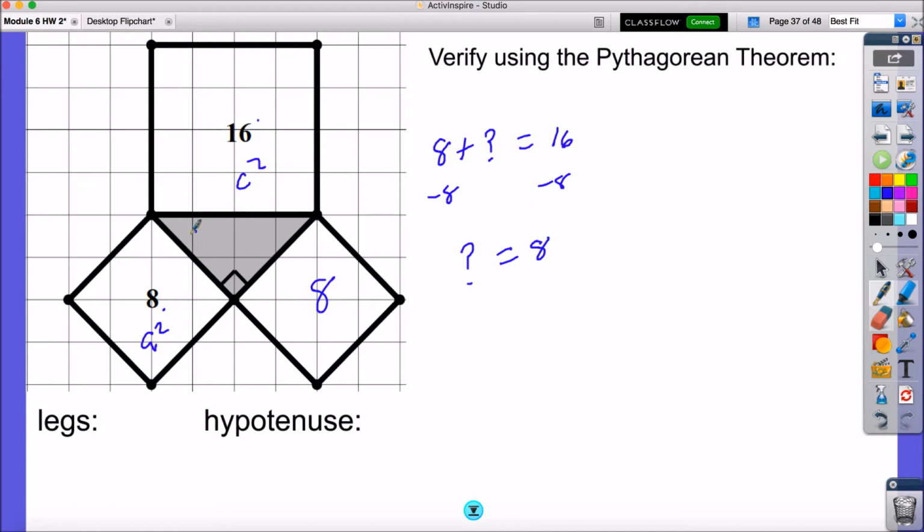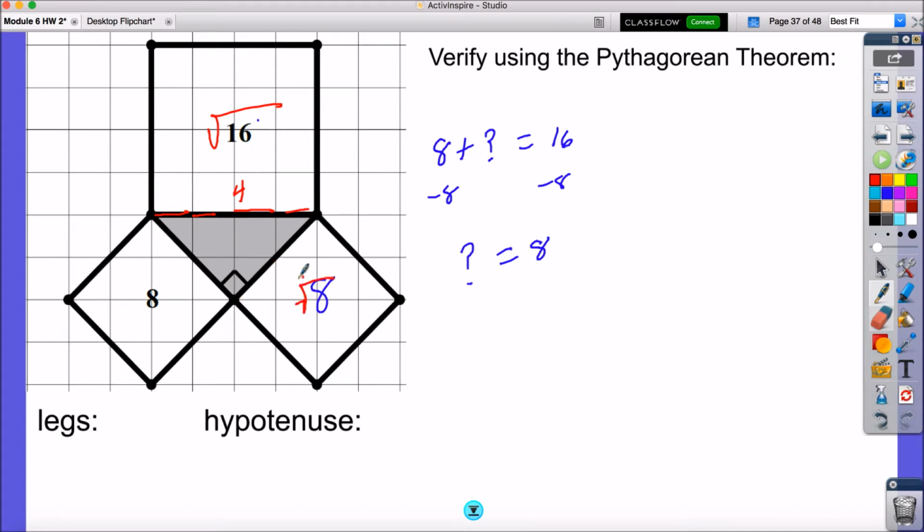I want to figure out these side lengths. So in order, what we did on the previous lessons, in order to get from the area of a square to side lengths, what I do is I take the square root of these. So the square root of 16 is 4, therefore the side length is 1, 2, 3, 4. Hey, look at that.